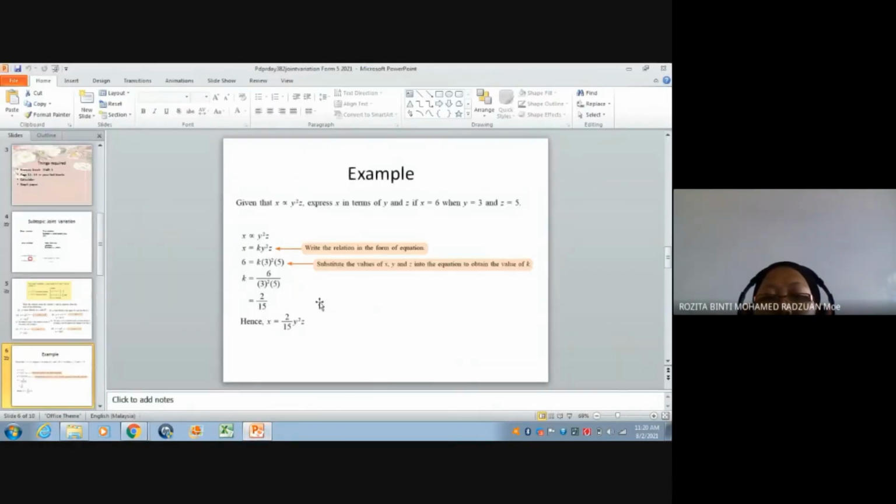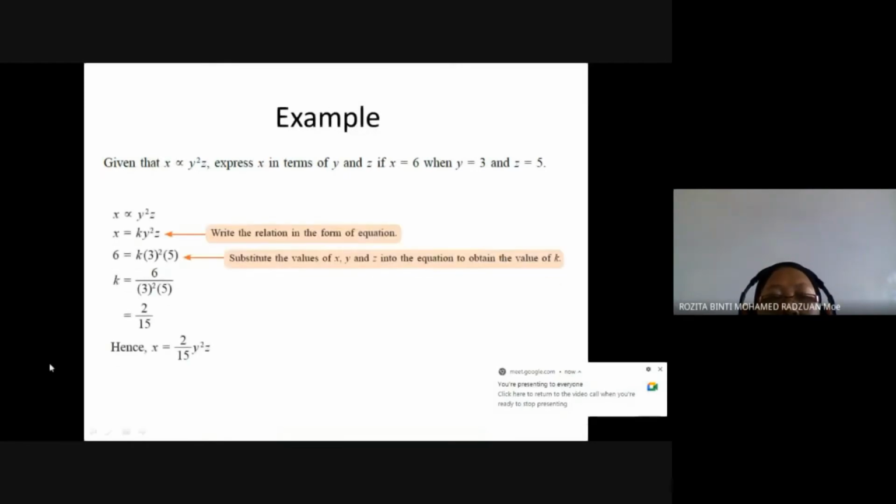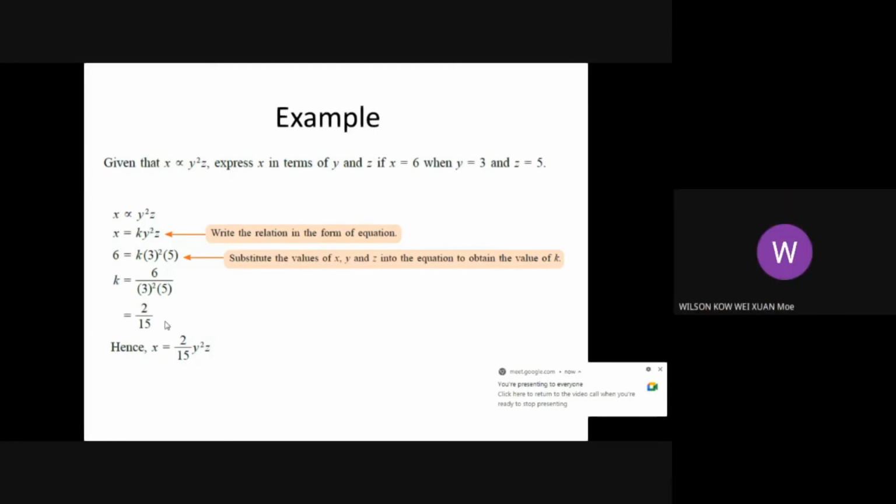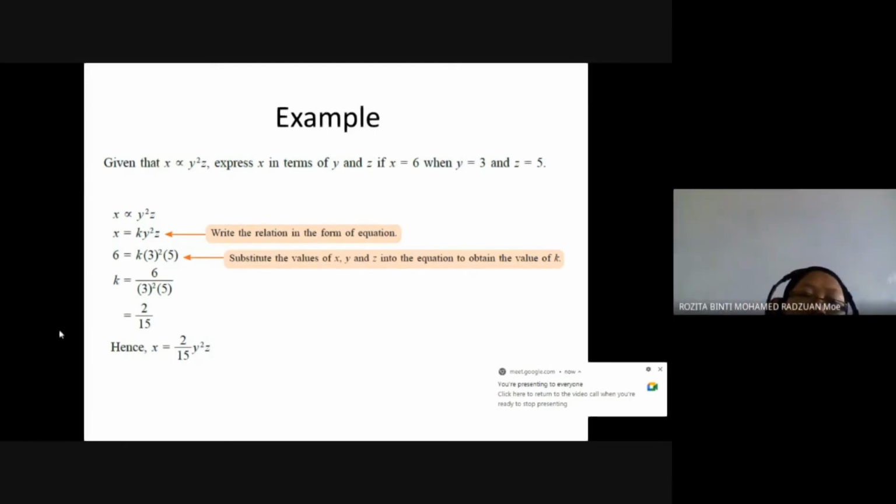Okay, try to punch in your calculator. You get this k or not? Punch in your calculator. You get this k or not? Same. Okay, same.